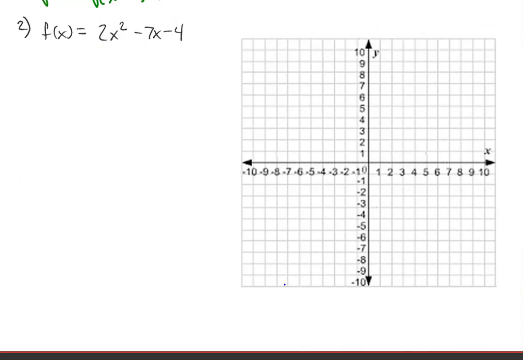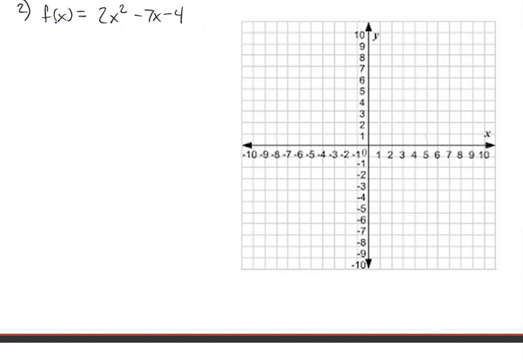Our second one is given as the function f of x equals 2x squared minus 7x minus 4. Now, you should be able to spot quickly that this function is in what we called above standard form. It's not in vertex form. That doesn't mean we cannot find the vertex. It just means it's not staring us in the face the way that this one is written. And so we're going to go ahead and use what we have written above as the formula to find the vertex.